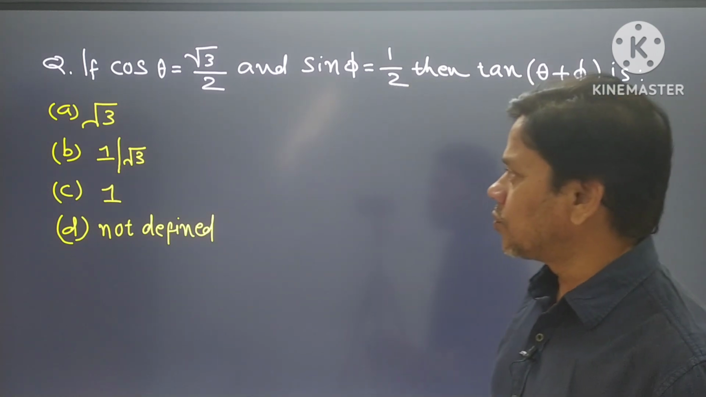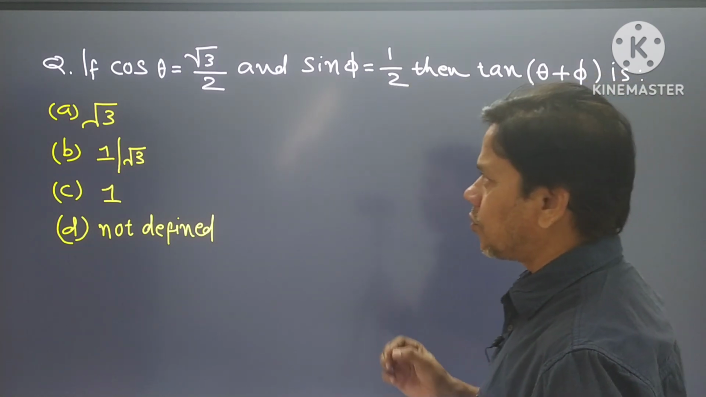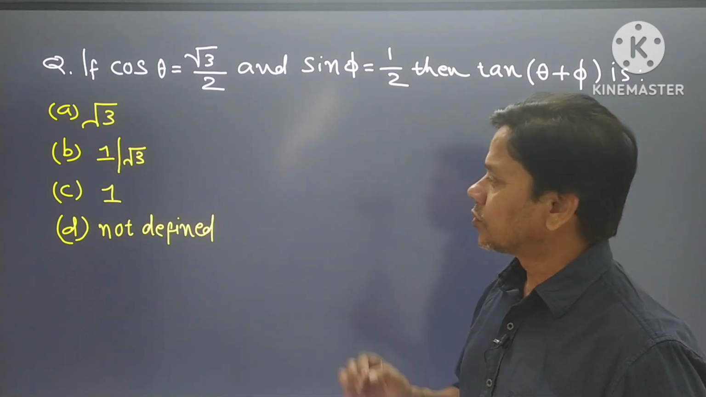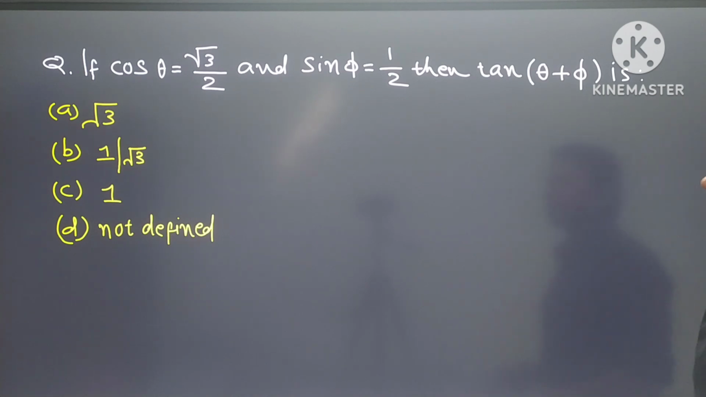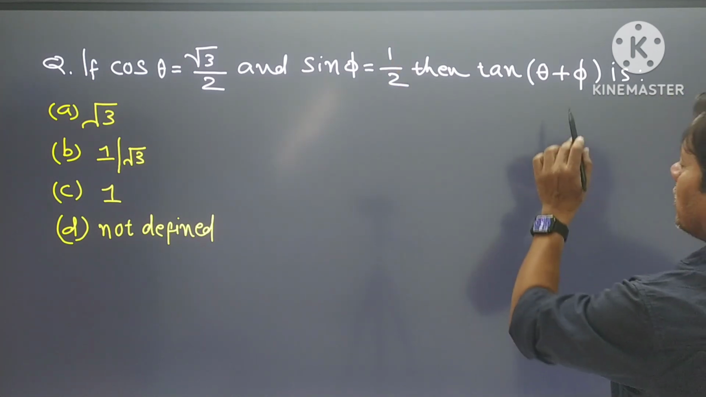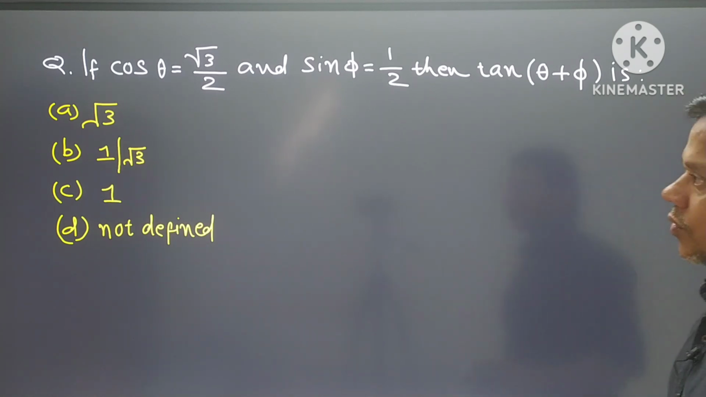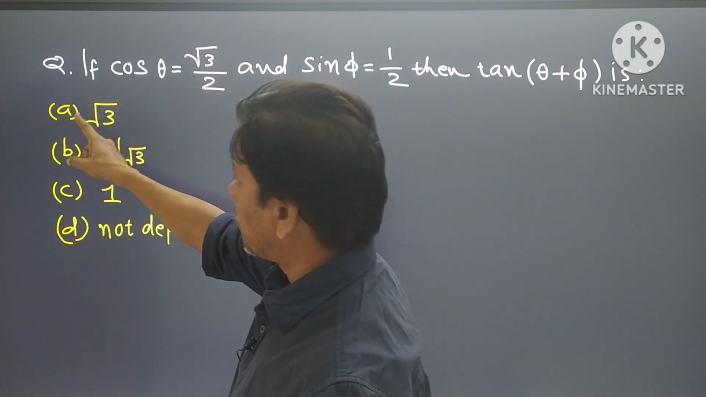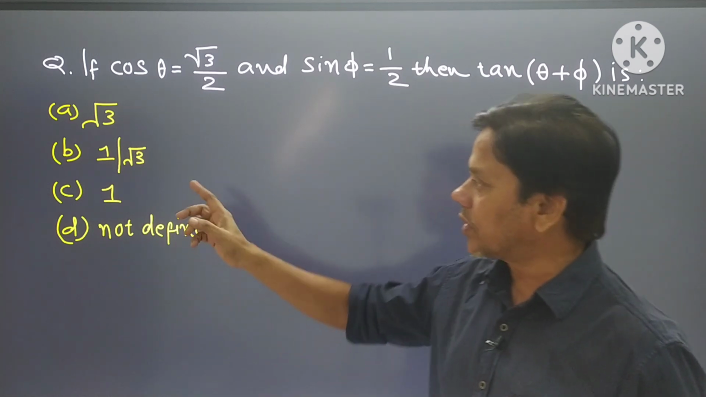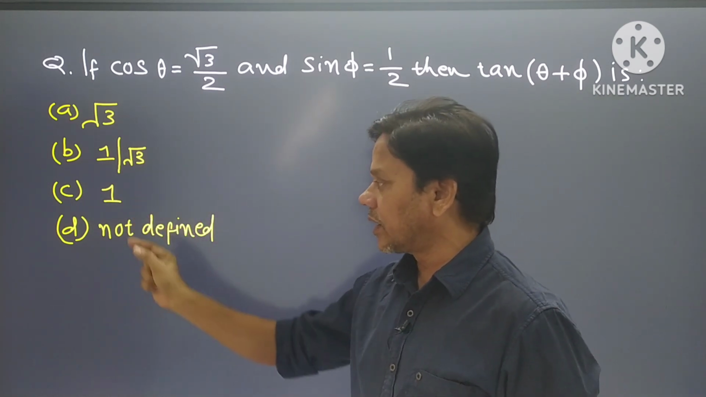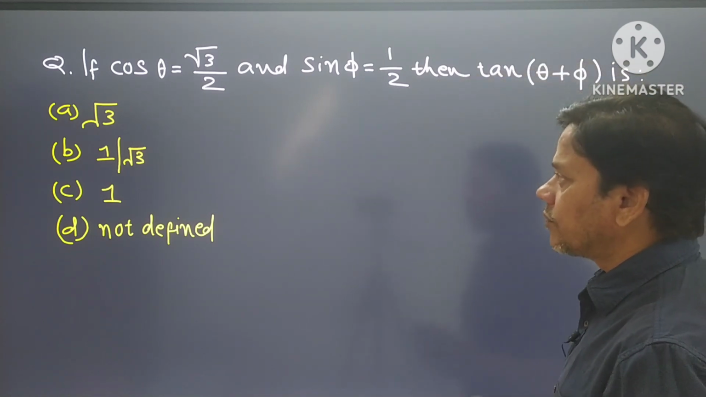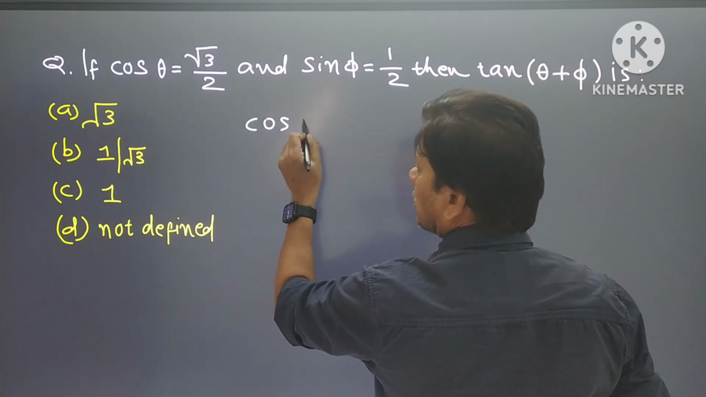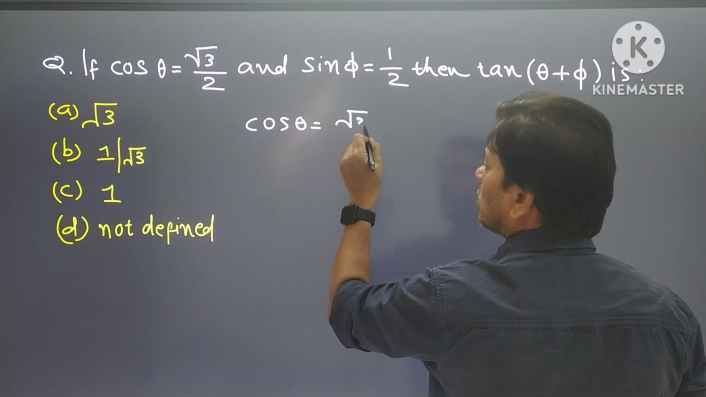Today we are going to solve a very important MCQ on class 10th trigonometry. The question is: if cos theta is equal to root 3 by 2 and sin phi is equal to 1 by 2, then what is the value of tan(theta plus phi)? Your options are: option A root 3, option B 1 by root 3, option C 1, and option D not defined. So students, here we are given that cos theta is equal to root 3 by 2.